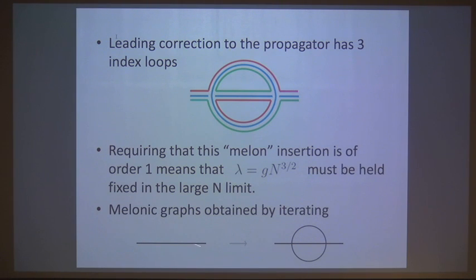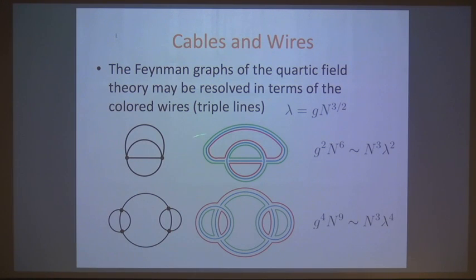You iterate this insertion of the melon into the propagator, then you get nested melons and so on. Okay, so it's a very interesting set of graphs. If you draw some of the simplest graphs, you can convince yourself that they have exactly the extra number of loops to contribute at order n cubed, right? Since there are n cubed degrees of freedom, for example, this graph gives n cubed times lambda squared, this one gives n cubed times lambda to the 4, and so on.